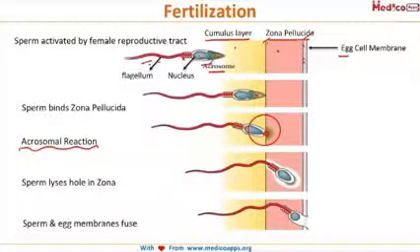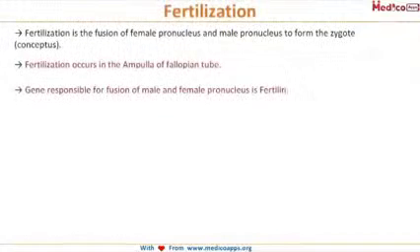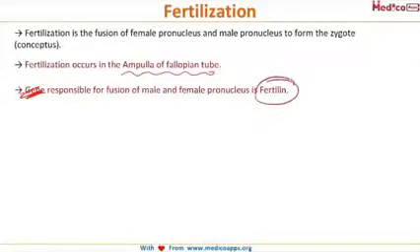Now, the actual process of fertilization occurs and there is fusion of the male and the female pronucleus to form the zygote. And remember, this fertilization causes the resumption of the meiosis II that was suspended in the secondary oocyte, and this causes the release of second polar body. Now, where does this fertilization occur? It is in the ampulla of the fallopian tube, and the factor responsible for this fusion of the male and female pronucleus is fertilin present on the sperm.